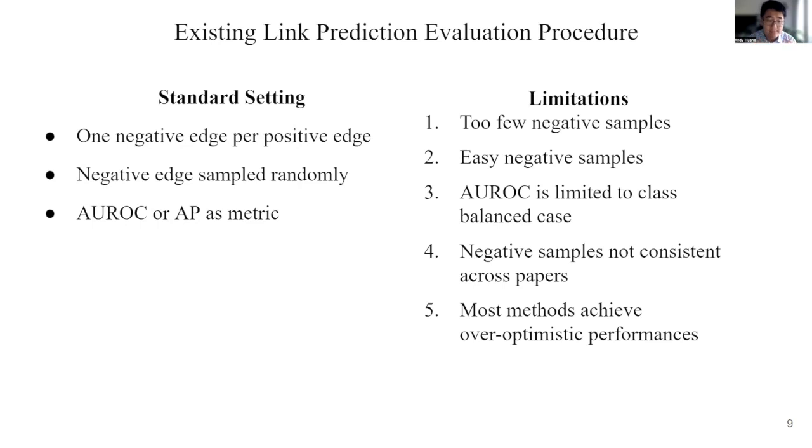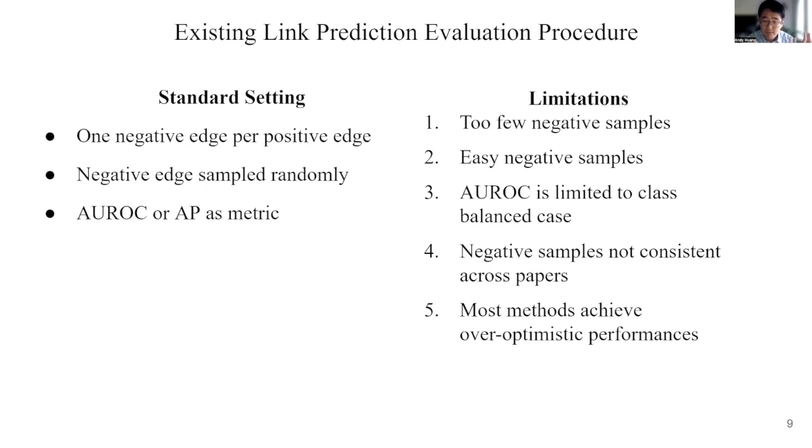So the problem with this is that, first of all, in a real application, you don't have a class balance, right? So there's no guarantee that you will have one negative per positive. And in most cases, you're going to have a lot more negatives, a lot more queries that may not result in edges, than the real edges that you have.